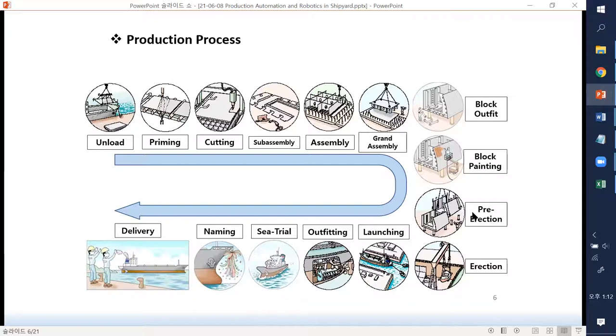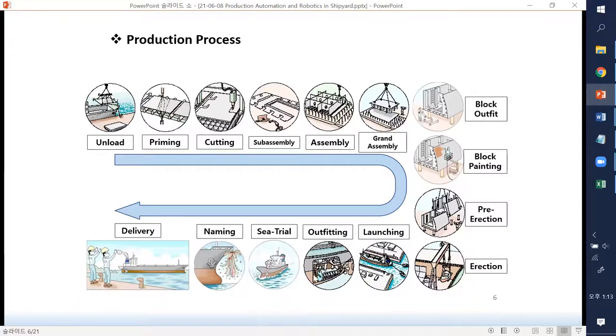But pre-erection is trying to make mega blocks outside of the dry dock. Why? Because we need more productivity to build ships faster. So pre-erection is combining blocks into mega blocks, and then the mega block is brought into the dry dock, the swimming pool. And when they are joined together, it looks like a ship. So the dry dock is filled with water so that the ship is floating and can be carried outside of the dry dock.